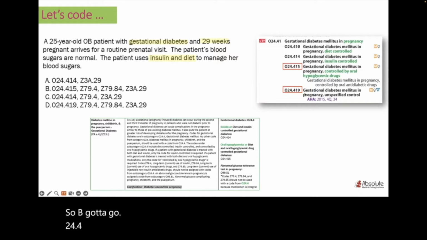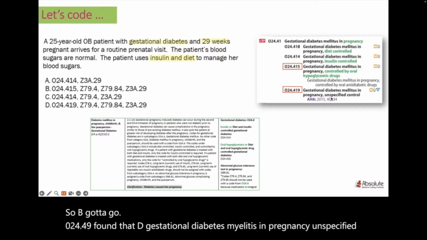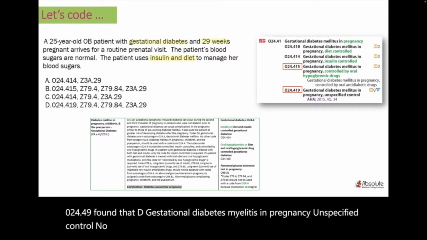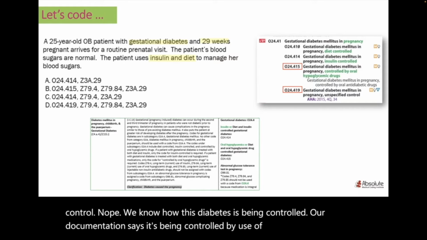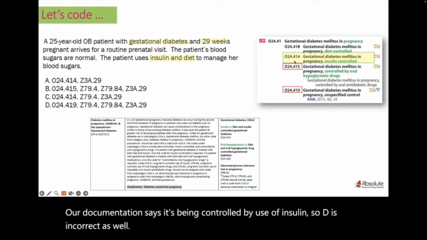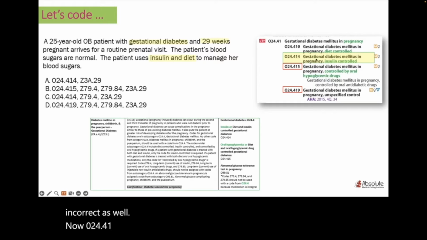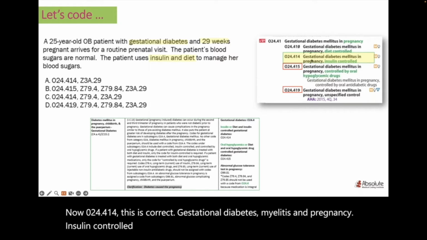O24.419, found that in D, gestational diabetes mellitus in pregnancy, unspecified control. Nope, we know how this diabetes is being controlled. Our documentation says it's being controlled by use of insulin. So D is incorrect as well. Now, O24.414, this is correct. Gestational diabetes mellitus in pregnancy, insulin controlled, so we can use it.